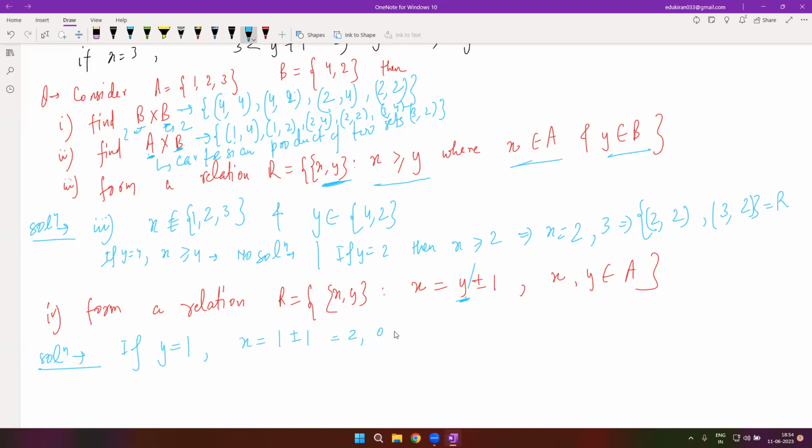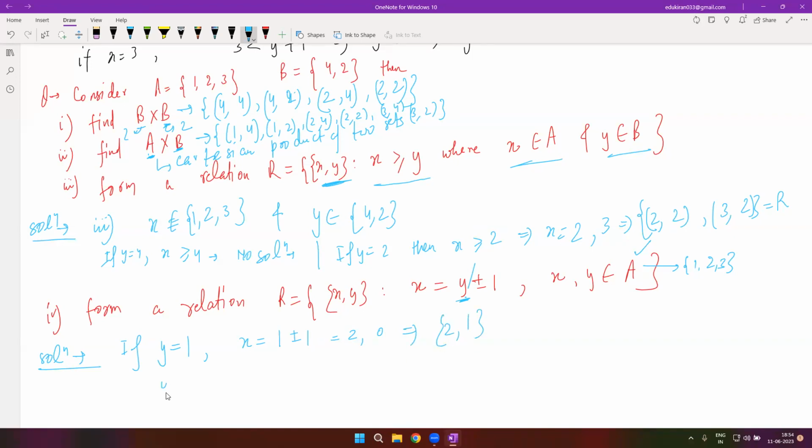But from 2 and 0, only 2 is part of our set A. Set A is 1, 2, 3, right? 0 is not a part of this set, so we don't have 0 as an answer. So the answer is x comma y: x is 2, then y is 1.